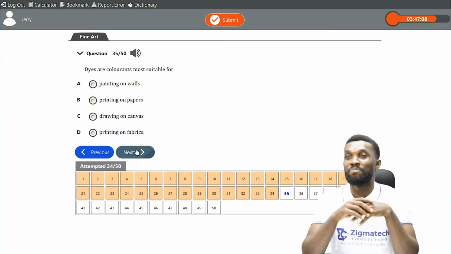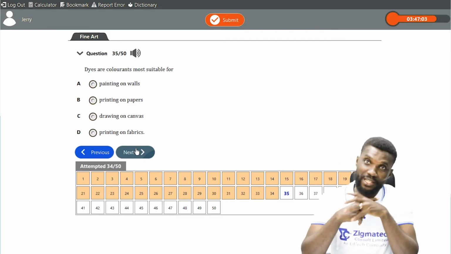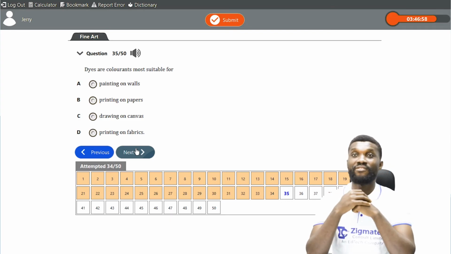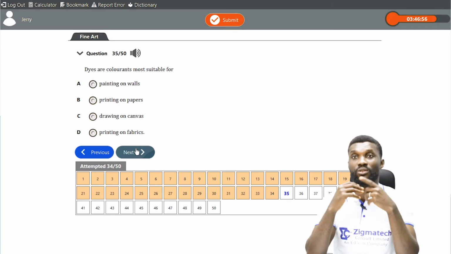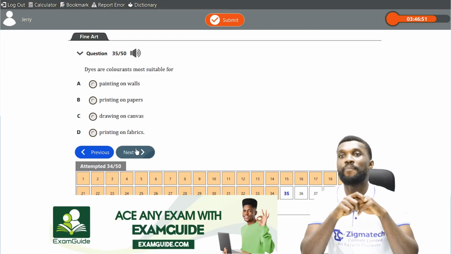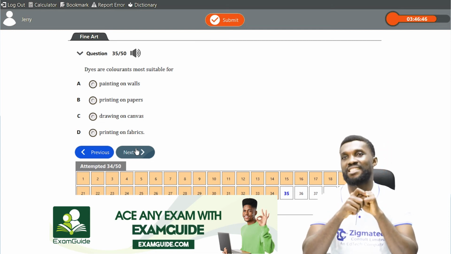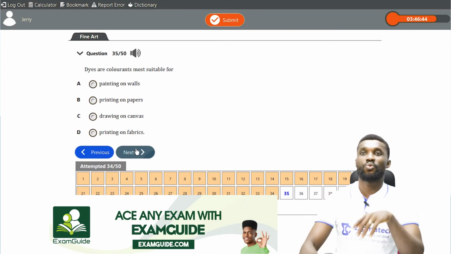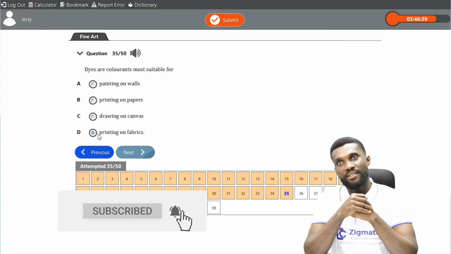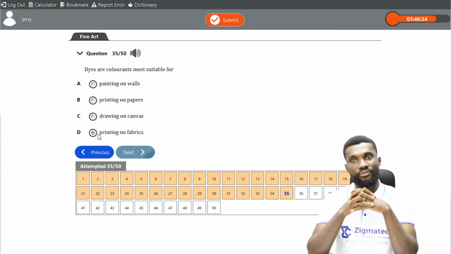All right. Is it printing on paper? Do you use dye to print on paper? I don't know about you, but for me, I don't use dye to print on paper. Is it drawing on canvas? The last time I checked, I drew on canvas with acrylic paint, oil color, pastel, gouache. I don't use dye. Now, is it printing on fabric? Oh, yes, we use dye to print on fabric. Therefore, the answer to this question number 35 is what? D. Printing on fabric. Dyes are colorants most suitable for printing on fabric.